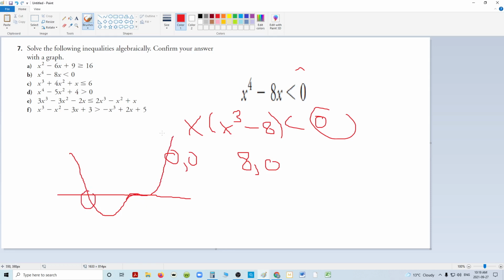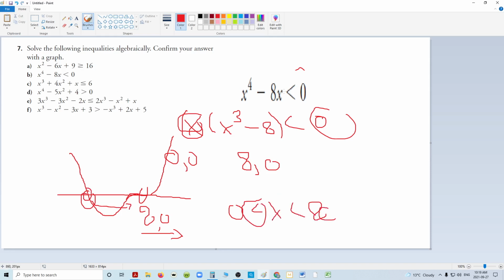And I know it doesn't slip and slide through 0, 0 because there's only one x here. If it was squared, it would bounce off 0, 0. If it was cubed, it would slip and slide through 0, 0. Because there's only one x, it goes straight through 0, 0 and slip and slides through 8. At 8 it's 0, but everything to the right of that is above 0. Since they're looking for everything below 0, they're looking between 0 and 8, not including 0 or 8, because they're looking for below, not equals.